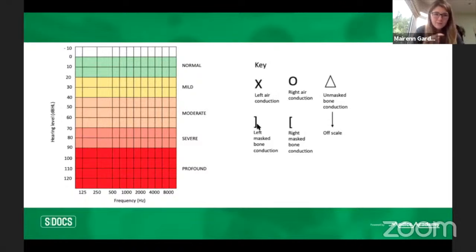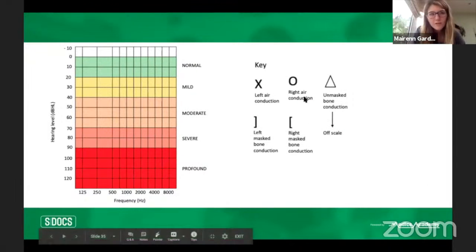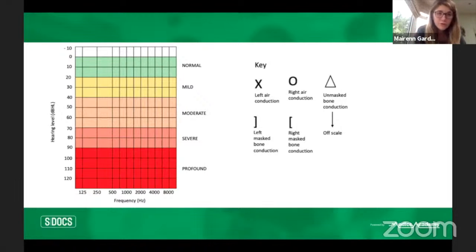These little brackets confused me, but actually make quite a lot of sense when you look at them. For a left masked bone conduction, the bracket faces to the left, and with right masked, the bracket faces to the right. Off the scale might mean that the patient hasn't heard anything, or that the reading is too low to assess.